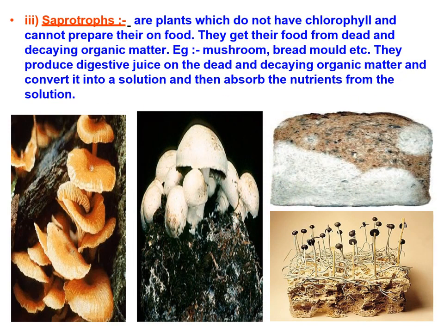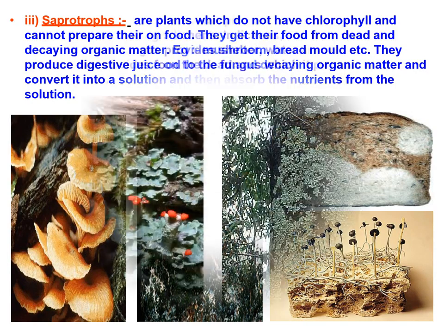Next are the saprotrophs. Students, saprotrophs lack chlorophyll and obtain their food from dead and decaying plant and animal bodies. As the name depicts, sapro means rotten. So saprophytes include microorganisms like fungi and bacteria. Molds that grow on stale food such as bread and pickles are saprophytes.